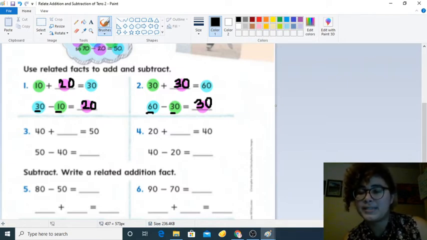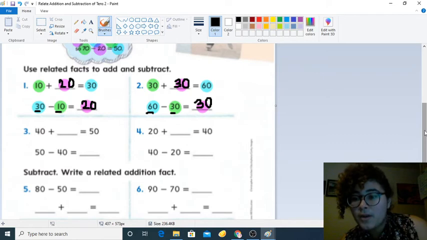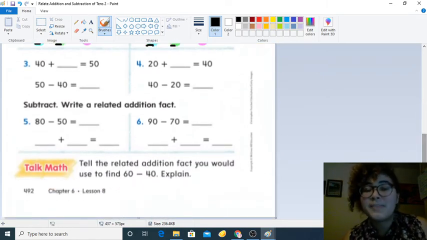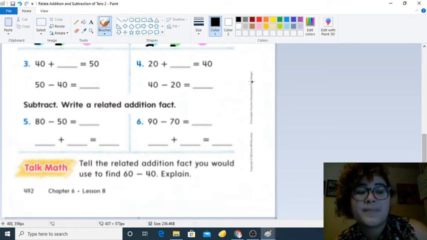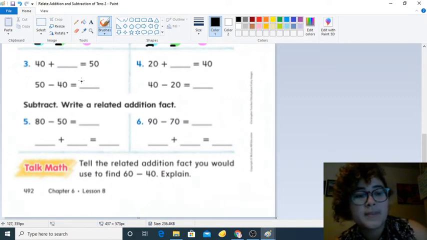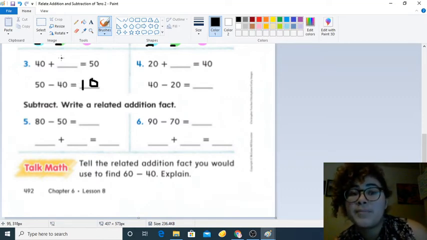So let's continue. I'm going to go ahead and do all the ones from this page again that a lot of you helped me out to do today. You guys were really awesome. So we have 40 plus something gives me 50. Let's see. 50 minus 40 is 10. So that means that 40 plus 10 is 50. Same thing over here.